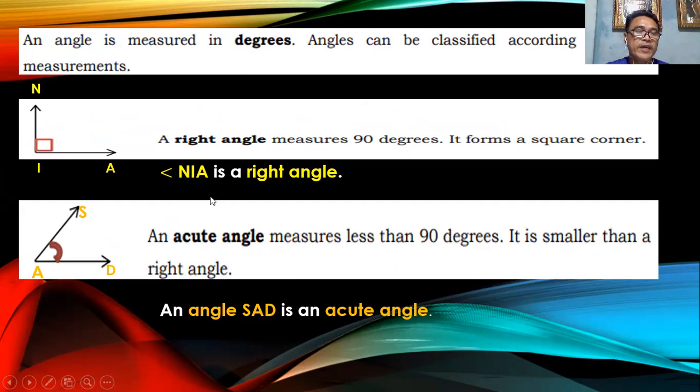So we have here right angle. A right angle measures 90 degrees. It forms a square corner. Example, angle NIA is a right angle, or angle AIN or angle I.